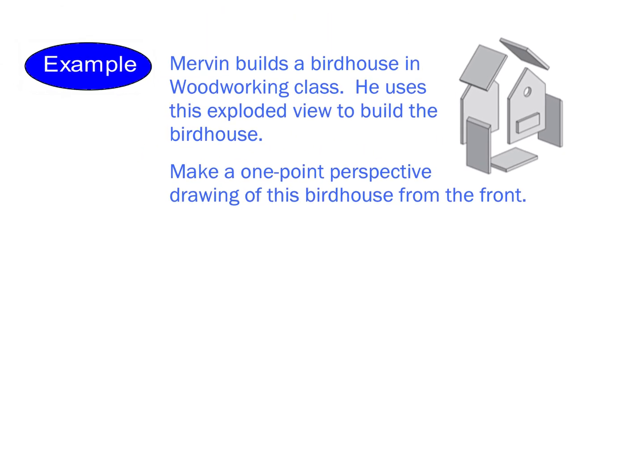All right, one more example. Mervyn builds a birdhouse in woodworking class. He uses this exploded view to build the birdhouse. Make a 1-point perspective drawing of the birdhouse from the front. So, pretty obvious where the front is, but just in case you're not sure, the front would be right here. That would be where the bird would go inside the house and get the food. So we gotta draw the front of the birdhouse and then draw a 1-point perspective drawing of that.